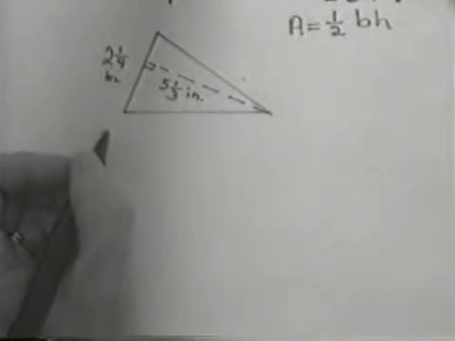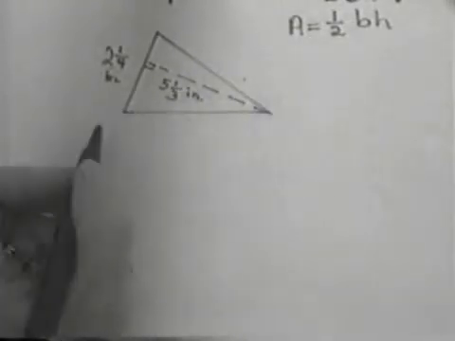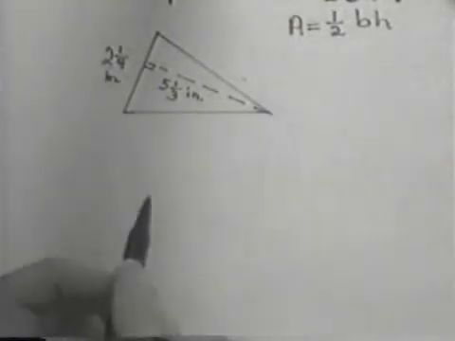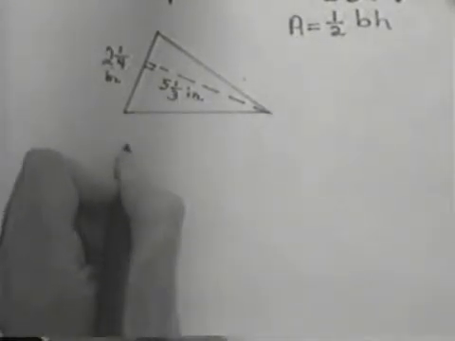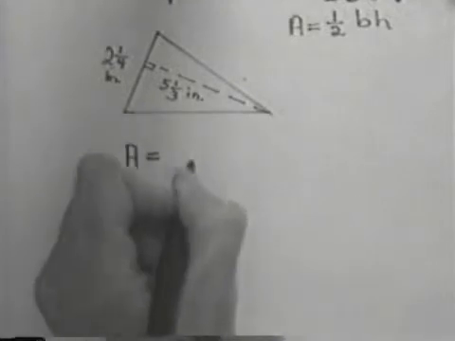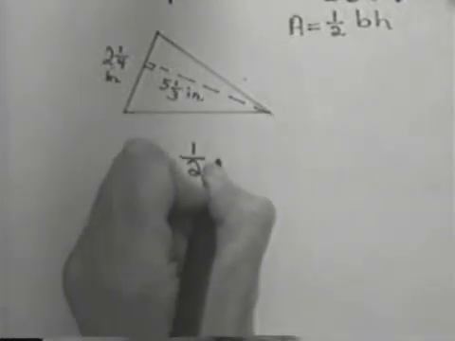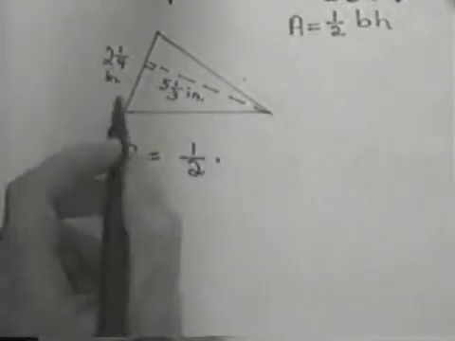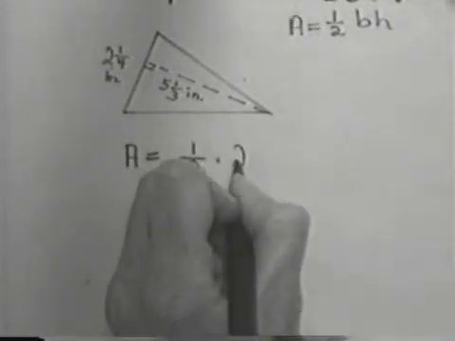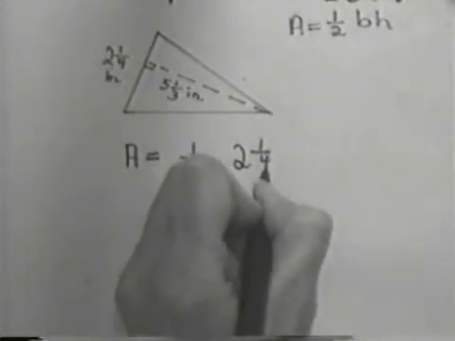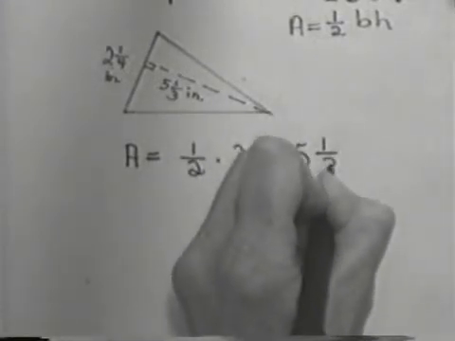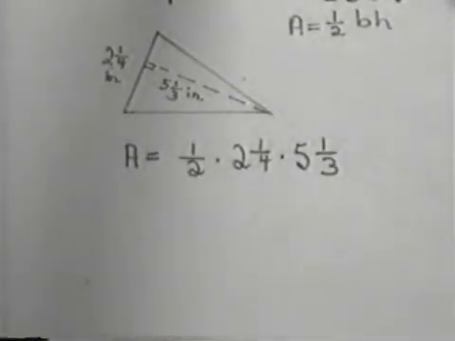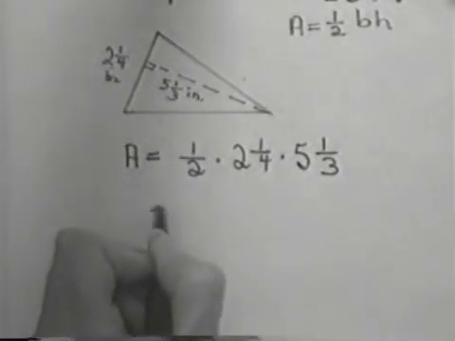So when I start to fill in things, I'm going to move down here to work this out. My formula is A equals 1/2 BH, so it's going to be A equals 1/2 times my base, which is 2 1/4, and my height is 5 1/3. Now in multiplying, you need to make everything in proper fractions, so let's do that.